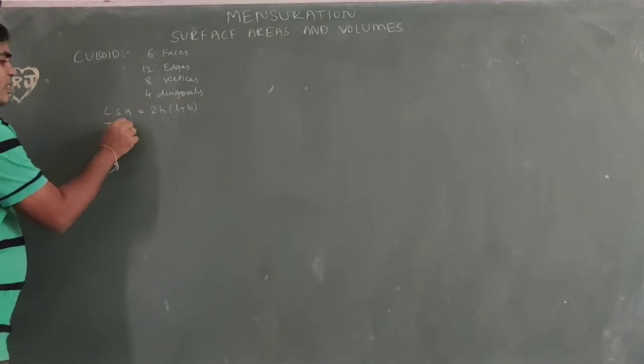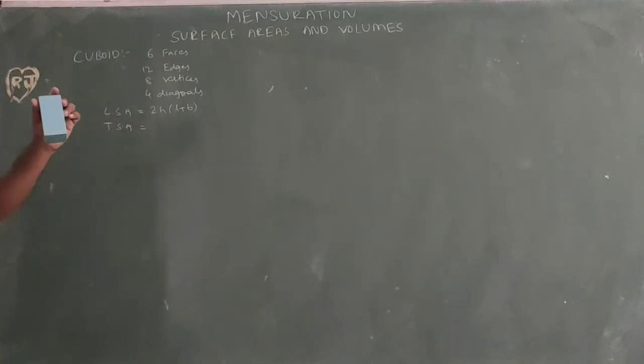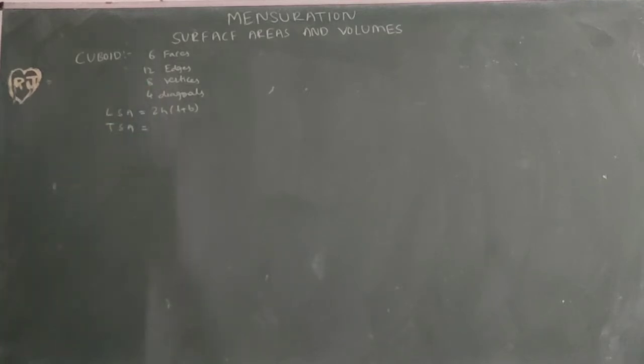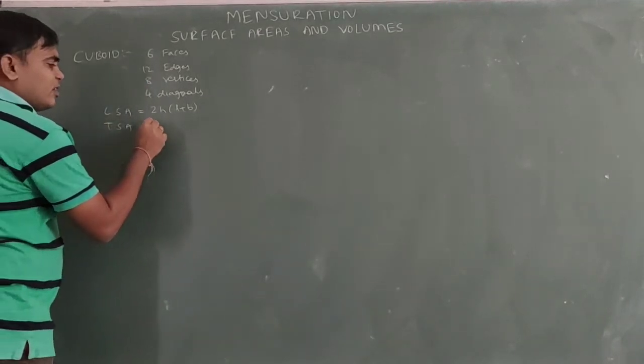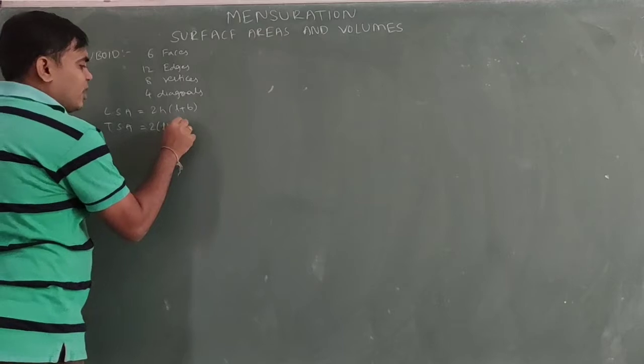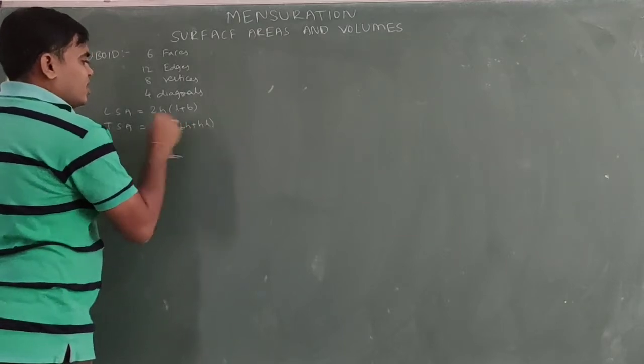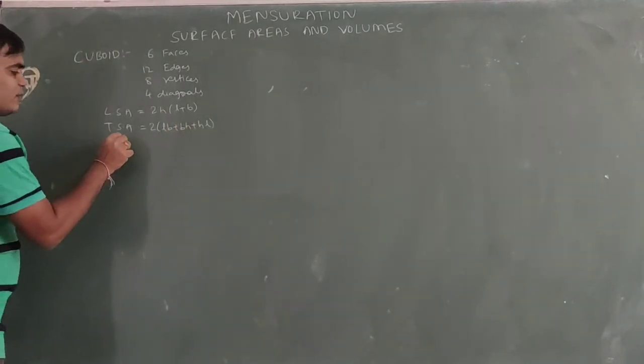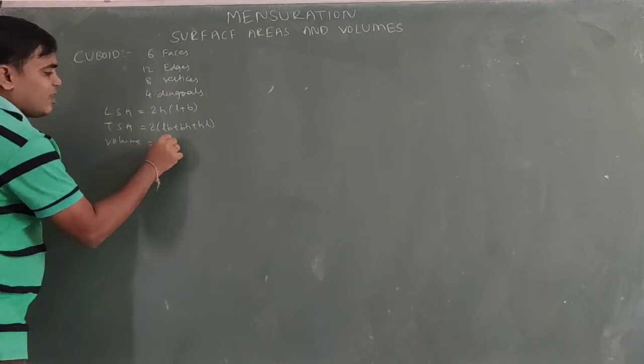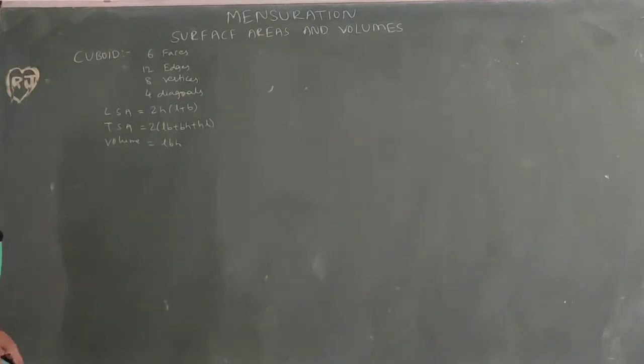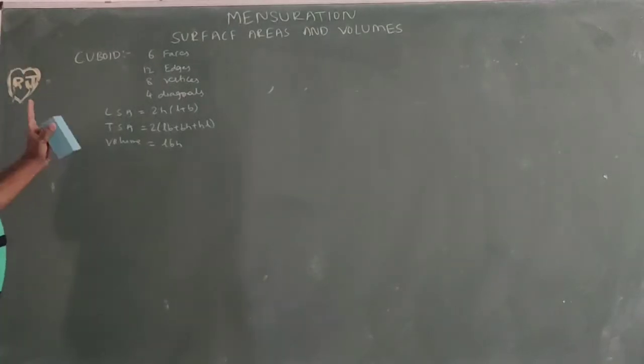Total surface area is the area of 6 faces. Lateral surface area is the area of 4 faces. Total surface area is 6 faces: 2(lb + bh + hl). Next, volume. The formula is lbh: length into breadth into height. So this is a cuboid.